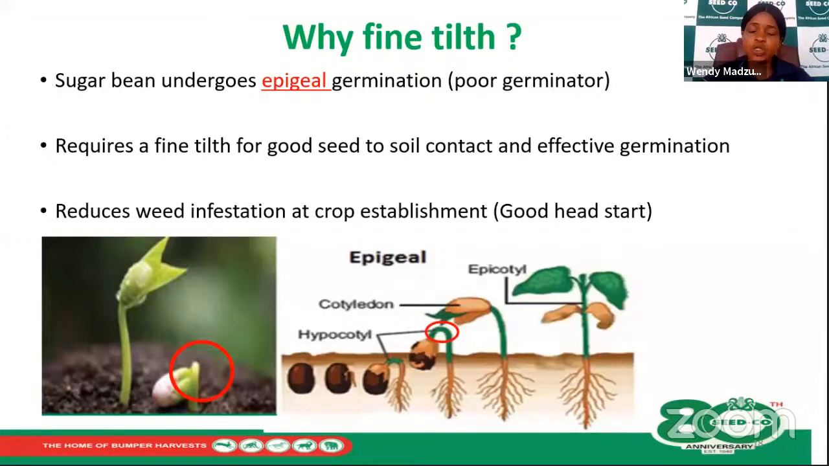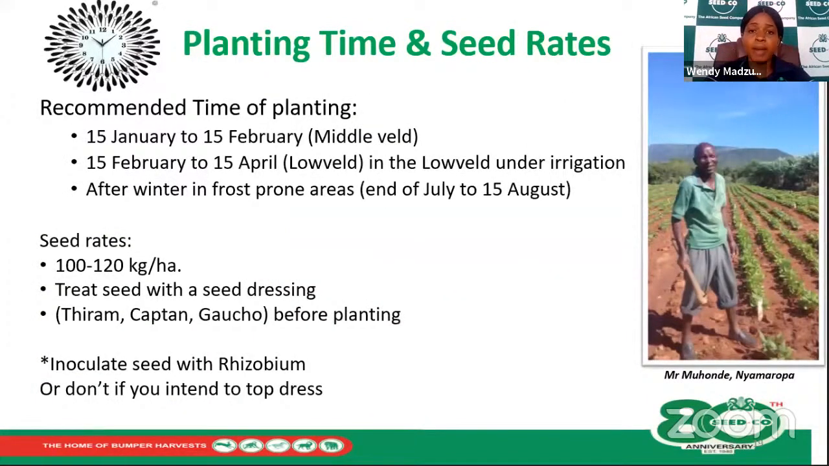So we really need to aim to achieve a fine tilth, be it in the planting rows, where we are going to be planting in the furrows, or when we are using mechanical planting in conventional tillage. You aim to achieve a fine tilth so that you don't have large boulders or clods that will affect germination. I'll hand you over to Emmanuel to take us through the time of planting, seed rates, and some planting tips as you establish your sugar bean crop.